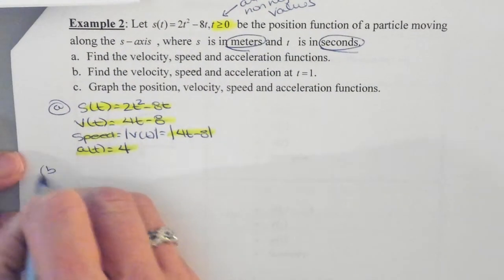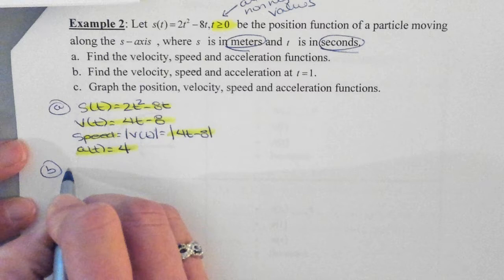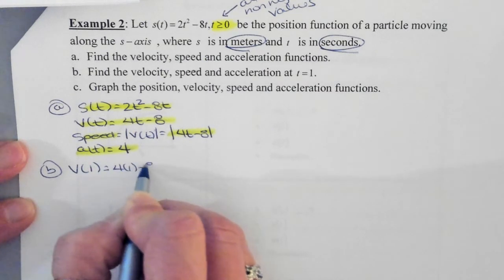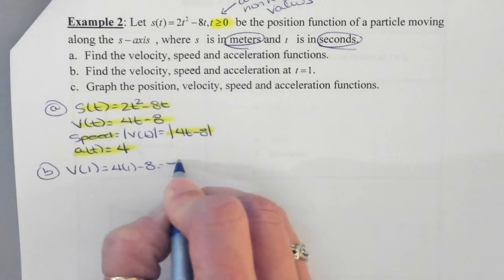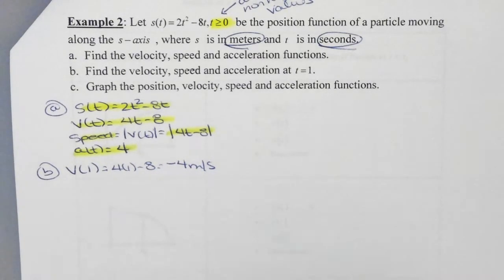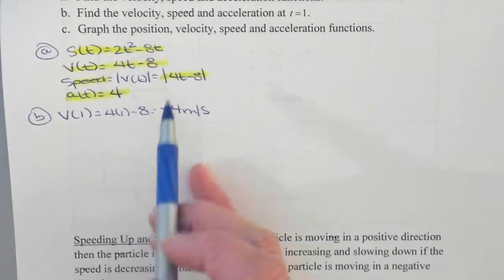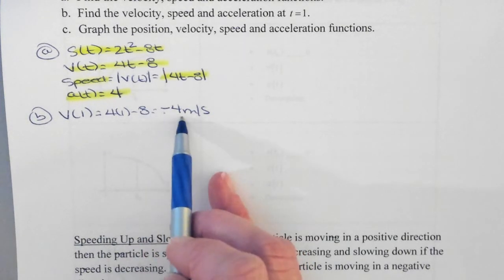So in part B, it says find the velocity, speed, and acceleration at time 1. So let's see. We've got v evaluated at 1. So this is 4 times 1 minus 8. So what would that be? Negative 4 meters per second. What is this telling me? Yes. This gives me the direction. Okay. And the magnitude. Questions?